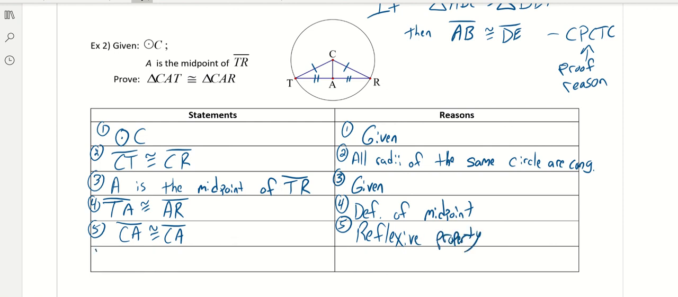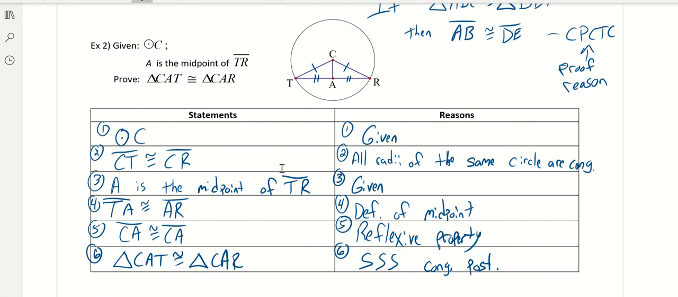Okay. And then finally, we're able to conclude that triangle CAT is congruent to triangle CAR. How did we know that? Because of the side, side, side. It's SSS. Because of the side, side, side congruency postulate.